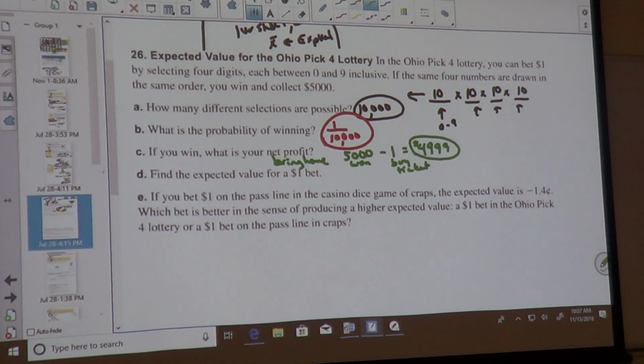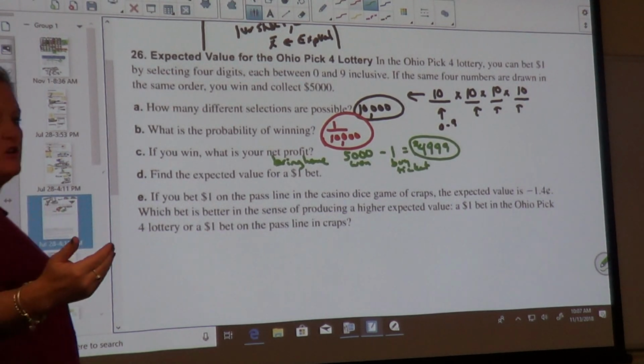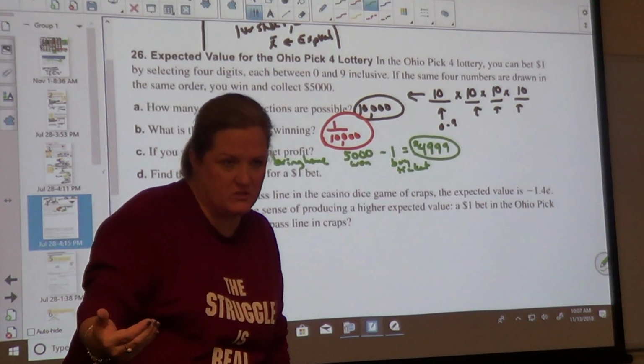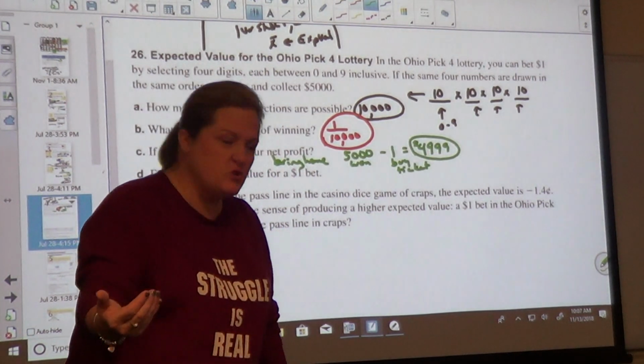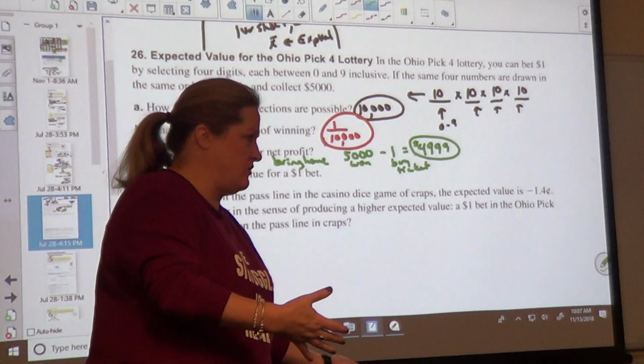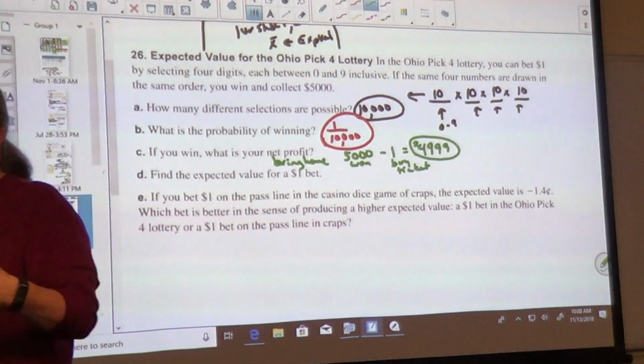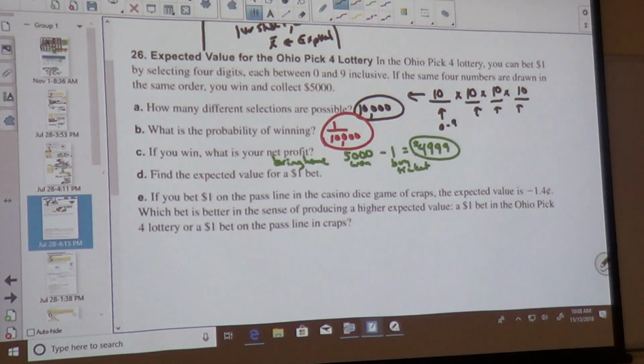So this is when people say, I won $500 on the lottery. And I want to ask, but how much did you spend on tickets? Because you really didn't win $500 if we take out all the money that you spent on tickets. Okay? Now, it says find the expected value.